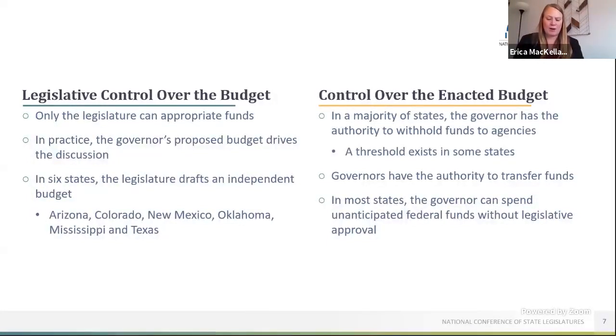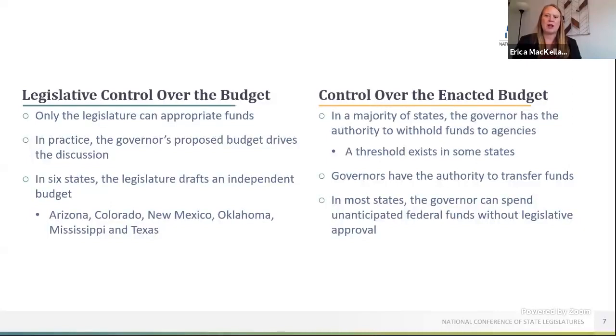Governors have the authority in most states in the interim to transfer funds between programs within their agencies. And in some states, they can transfer funds between different agencies. Usually there are some controls on that, a monetary threshold of how much they can transfer. And in a few cases, the governor can authorize additional funding without legislative approval. But again, that usually has a threshold control on it.